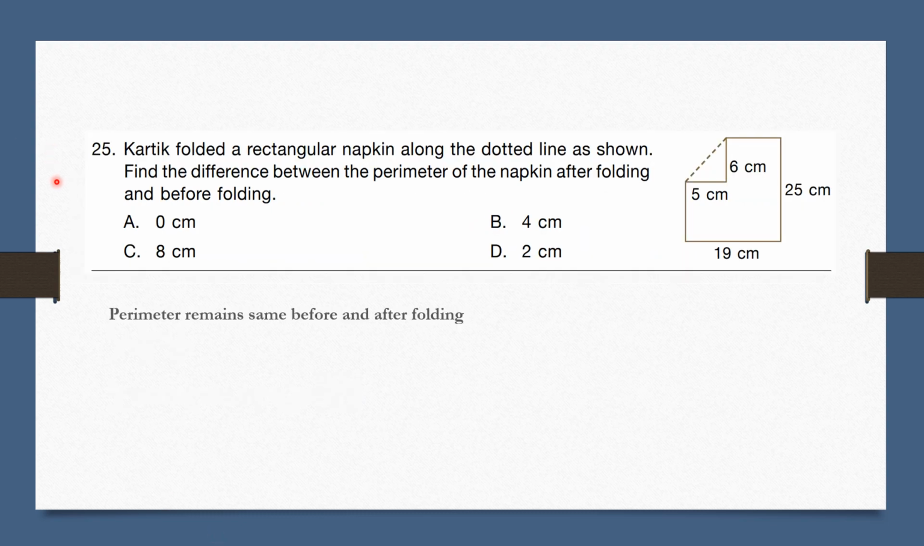Question number 25. Karthik folded a rectangular napkin along the dotted line as shown. Find the difference between the perimeter of the napkin after folding and before folding. So perimeter will still remain the same because he has not cut the paper. He has just folded. So difference between the perimeter will be 0. So our answer is option A.